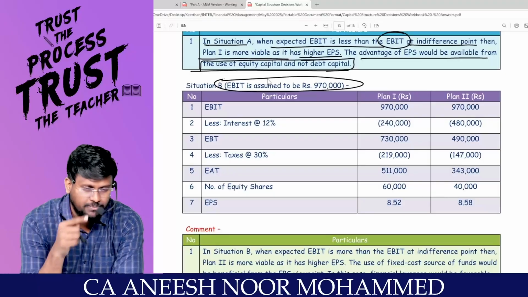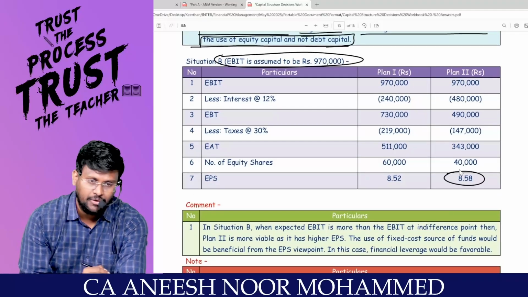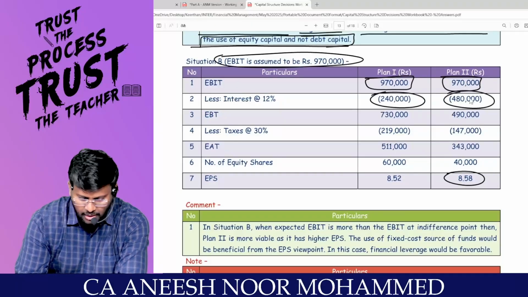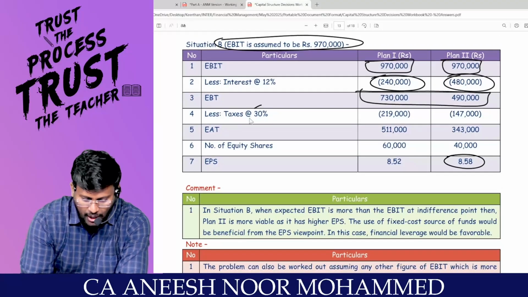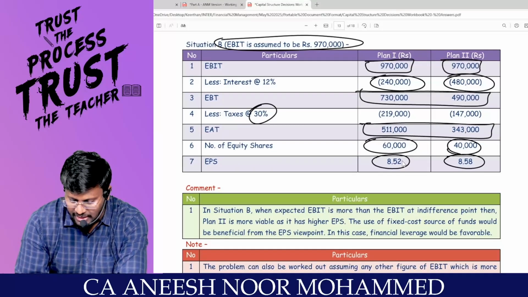EPS will be higher, so the debt option. Plan number 2, look at it, 8.58. If you want 9,70,000, less fixed interest, you will get the earnings before tax, you have to pay the tax, you will get the PAT, same equity shares, you will be getting the EPS.